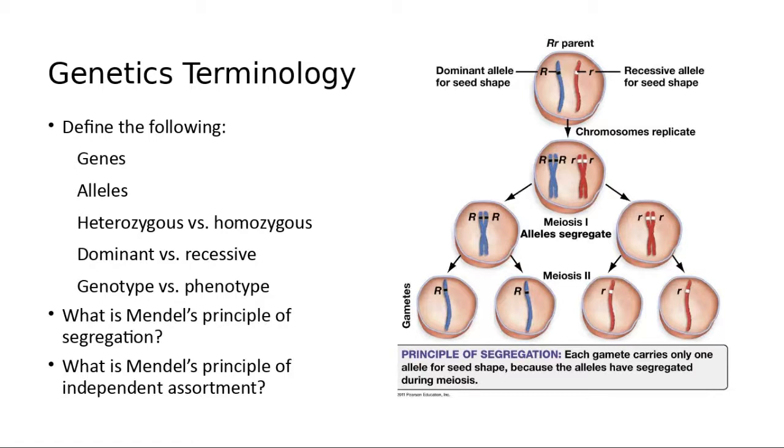So what is heterozygous? What does that mean to be heterozygous? The alleles are different. Yes. Very good. So if you're heterozygous, you have different alleles. If you're homozygous, then what does that mean? Good, your alleles are the same. Good. So then dominant versus recessive. So what are the differences between those?